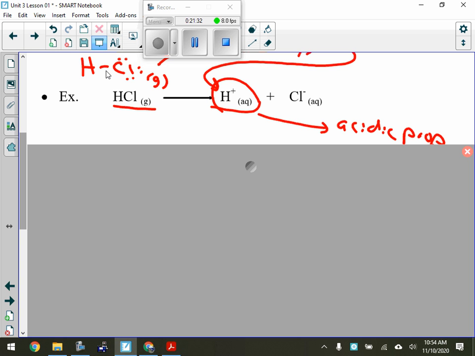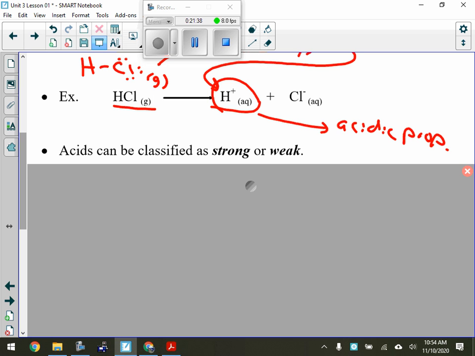Now, when we talk about acids, and eventually we'll talk about bases in the same way, you've probably heard these terms before. Acids can be classified as strong and weak, okay? So some acids are strong and some acids are weak. What does that mean to you? If I said, hey, today we're going to go to the lab, and we are going to play with some strong acid for fun, what would that mean to you? What do you think of automatically?